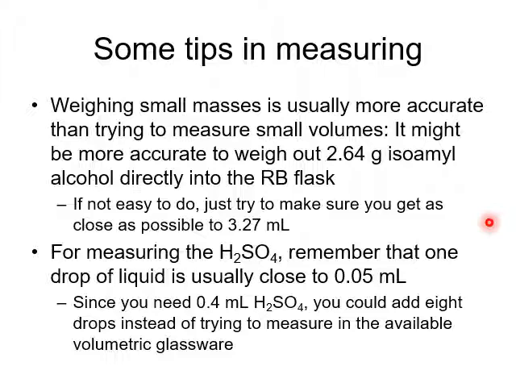In addition, for measuring sulfuric acid, you need a very low volume, 0.4 milliliter. So maybe measuring this low volume is a little difficult. But I believe you know that 1 drop of liquid is usually around 0.05 milliliter. So to have 0.4 milliliter, you need to add 8 drops of sulfuric acid. That would be easier for measuring the sulfuric acid.